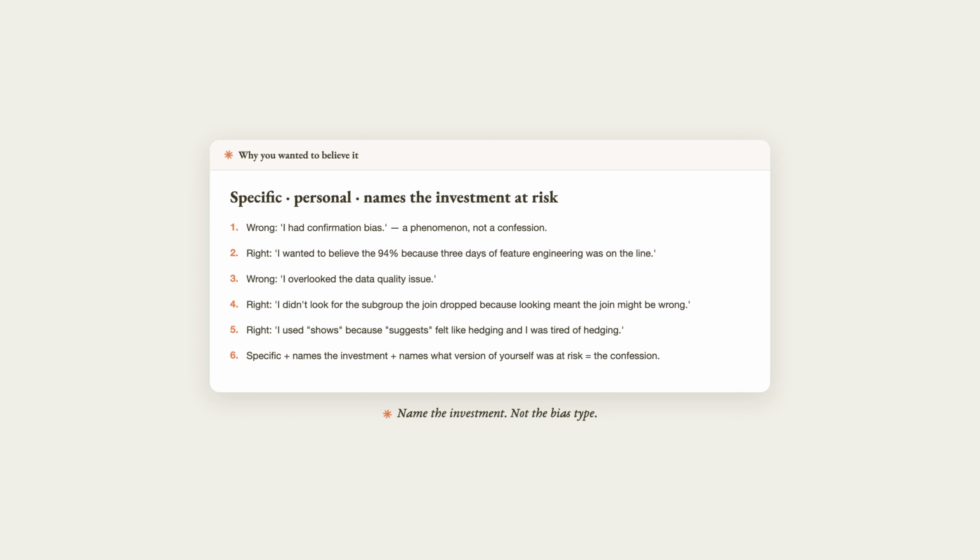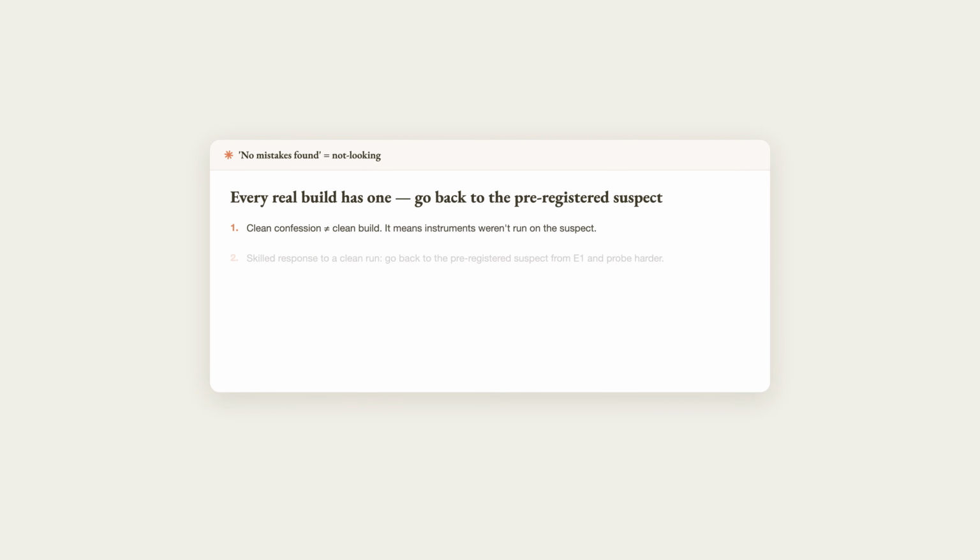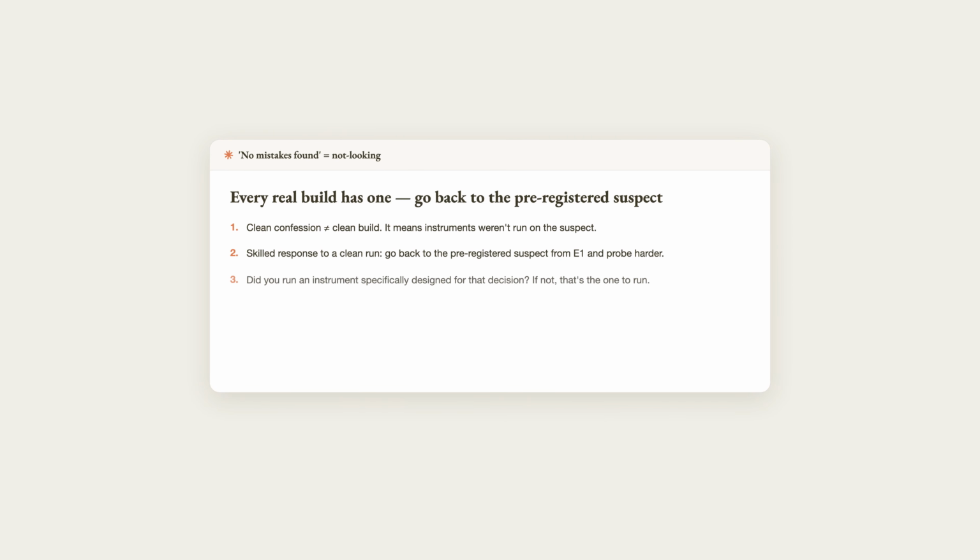The fluency you were defending is specific, personal, and often about time, investment, or a version of yourself you want it to be right. That is not weakness. That is the skill the course is training, and it is irreducibly yours to name. Every real build has a mistake that the instruments will surface if you run them honestly on the pre-registered suspect. No mistakes found is graded as not looking, not as a clean build.